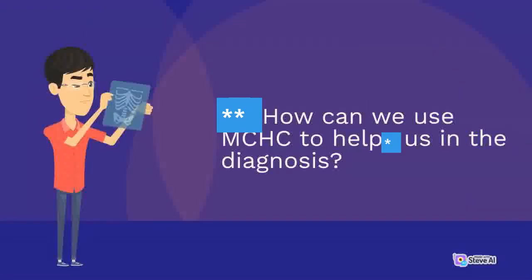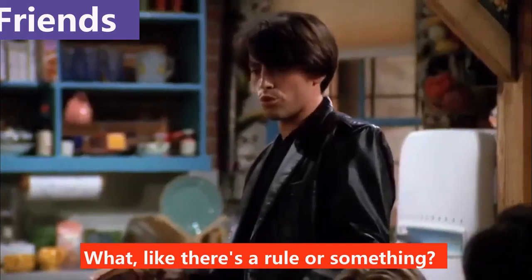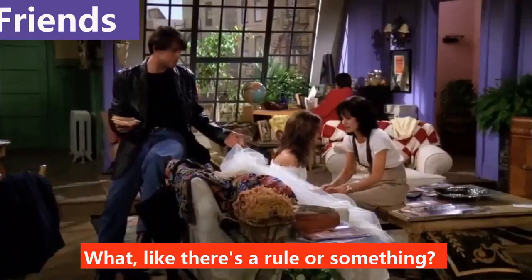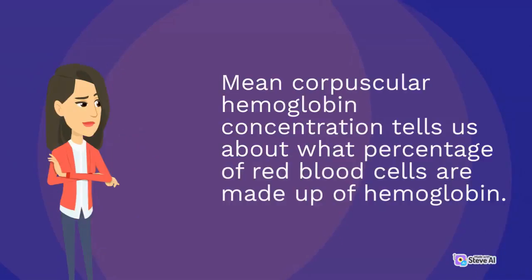MCHC. How can we use MCHC to help us in the diagnosis? What? Like there's a rule or something? Mean corpuscular hemoglobin concentration tells us about what percentage of red blood cells are made up of hemoglobin.